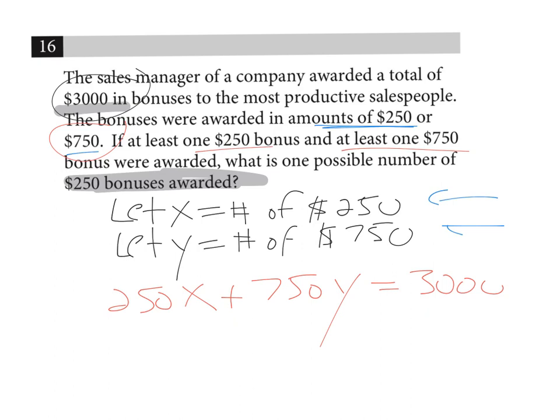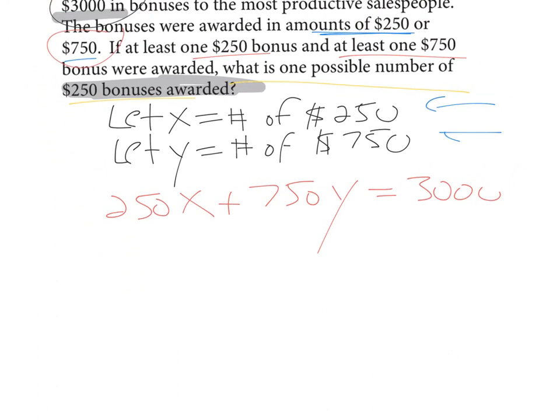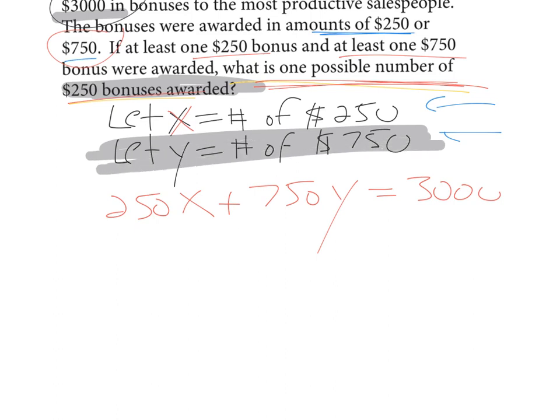The question is just asking, what is one possible number of $250 bonuses that were awarded? So I'm going to take this equation and somehow come up with an answer for, in this case, x, because the question says, what's one possible number of $250 bonuses? This implies one possible. There's probably going to be more than one possible answer. So let's assume that the number of $750 bonuses is 1. Let's just assume that only one $750 bonus was given out.